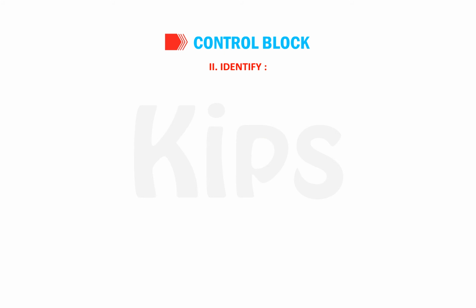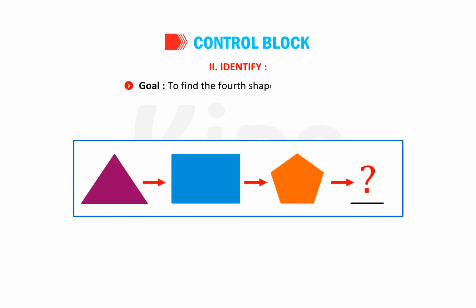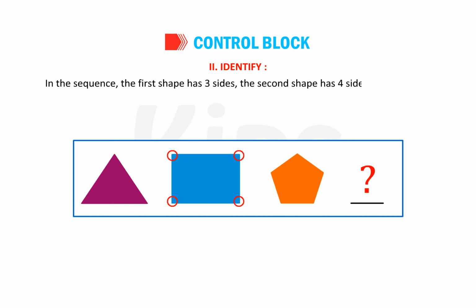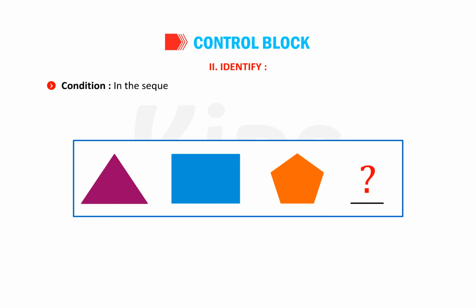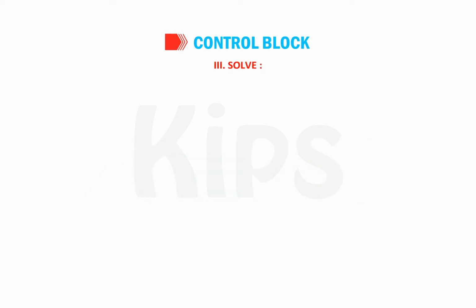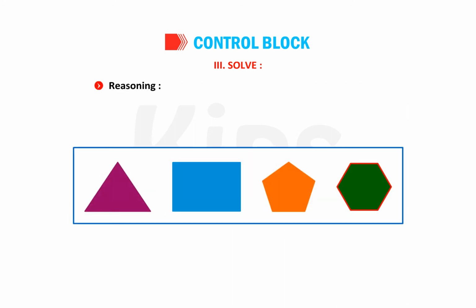Number 2. Identify. Goal. To find the 4th shape in the sequence. Information. The sequence of shapes is given. In the sequence, the first shape has 3 sides, the second shape has 4 sides, and the third shape has 5 sides. Condition. In the sequence, the number of sides of the shapes is increasing by 1. Number 3. Solve. To achieve the goal by using the given information and following the condition. Reasoning. The next shape should have 6 sides. That is 5 plus 1, that is equal to 6.